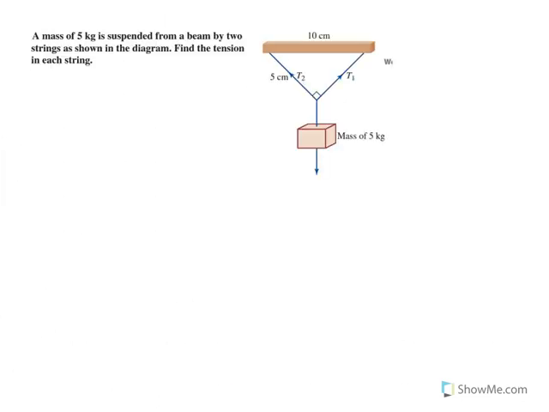Okay, so here's the next example that we're looking at. A mass of 5 kilograms is suspended from a beam by 2 strings as shown in the diagram. Find the tension in each string. Okay, so we're going to come up with a whole series of equations here, and then from those equations we solve them.